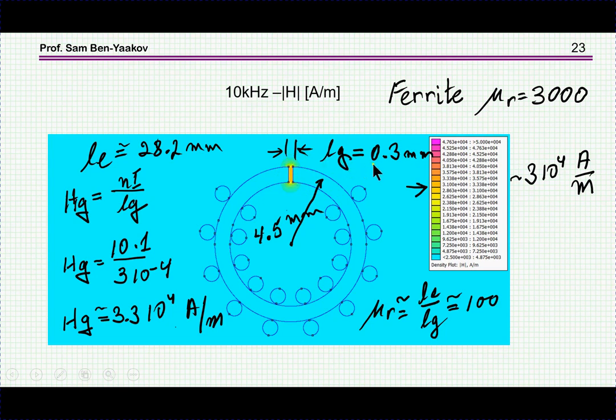Now the gap length is 0.3 millimeters, and we have 10 turns of 1 amp, so the magnitude of this magnetic field is Ni over Lg. For the numerical values we have here, this is 10 turns times 1 amp over 0.3 millimeters in meters, and we find that according to this calculation, the magnetic field strength should be 3.3 times 10 to the 4th, very close to what we find here. So everything seems to be falling in place and consistent.